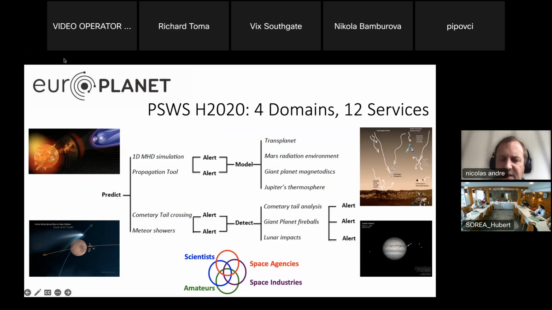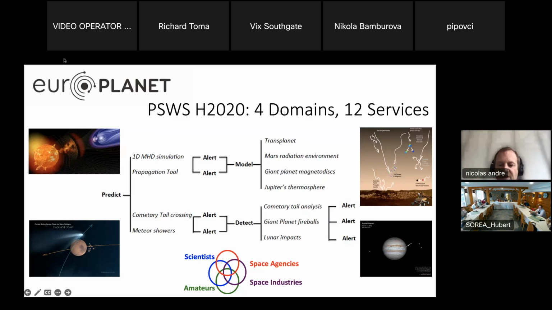The third activity was to model the sun-planet interactions, in particular the Martian radiation environment in the atmosphere and at the surface, the magnetodisk of giant planets. You know that Jupiter and Saturn have strong magnetic fields. They have a plasma source located deep within the magnetic cavity, the magnetosphere created by this magnetic field. And the interplay between the source of plasma, the fast rotation of the planet, and the magnetic field of the planet creates some magnetized disk of plasma.